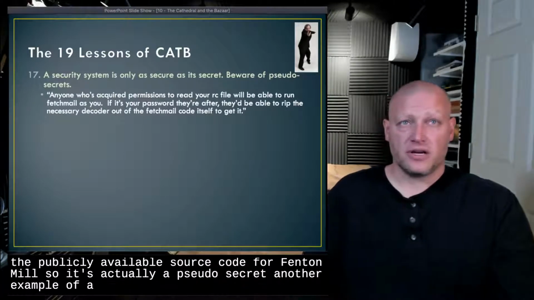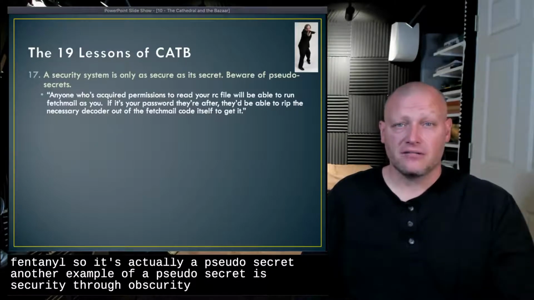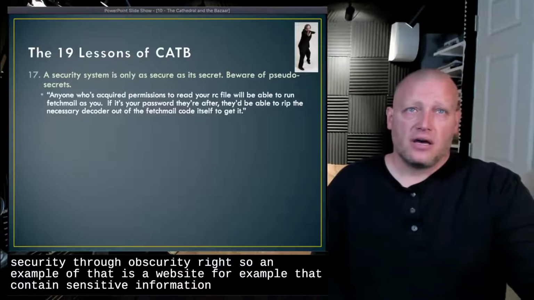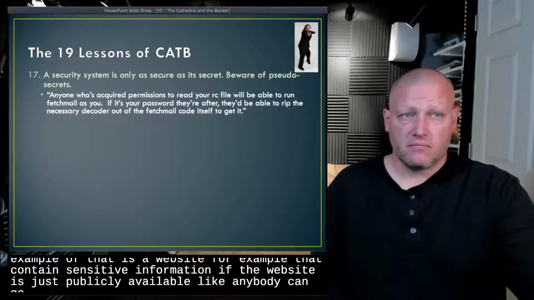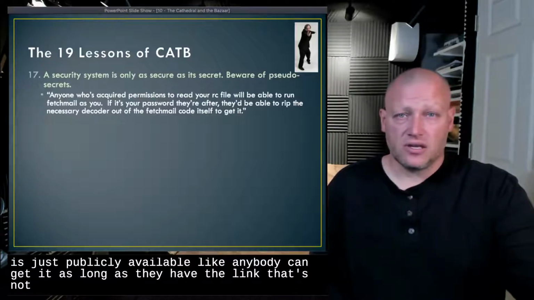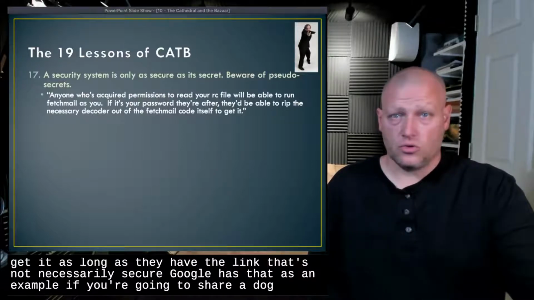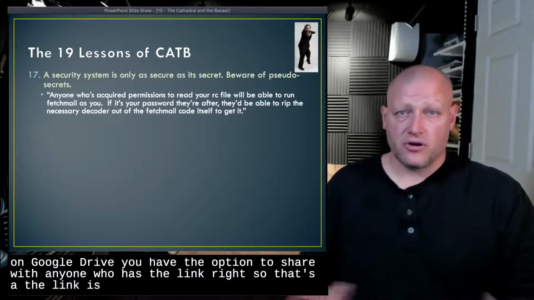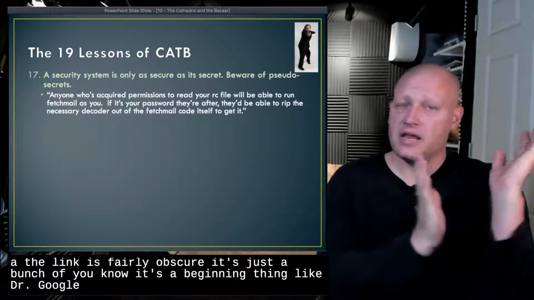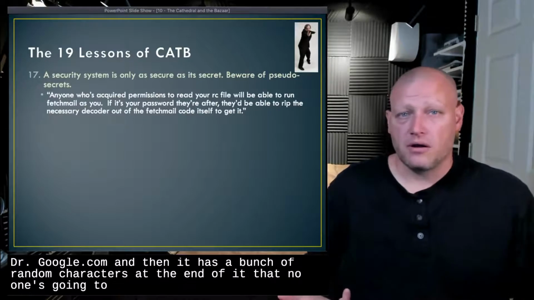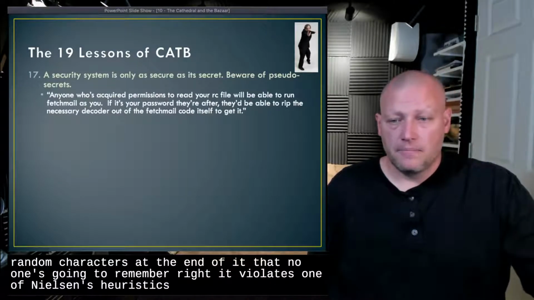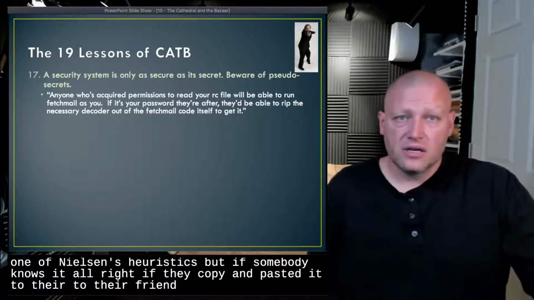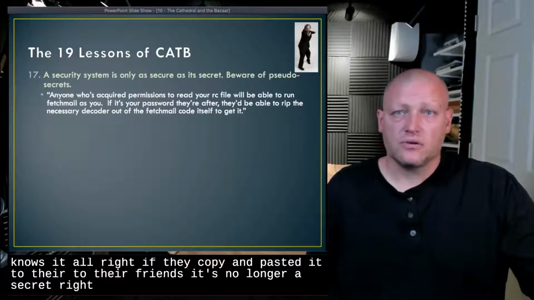Another example of a pseudo secret is security through obscurity, right? So an example of that is a website, for example, that contains sensitive information. If the website is just publicly available, like anybody can get it as long as they have the link, that's not necessarily secure. Google has that as an example. If you're going to share a document on Google Drive, you have the option to share with anyone who has the link, right? So the link is fairly obscure. It's a beginning thing like drive.google.com, and then it has a bunch of random characters at the end of it that no one's going to remember, right? It violates one of Nielsen's heuristics. But if somebody knows it, right, if they copy and pasted it to their friends, it's no longer a secret, right? It's a pseudo secret. All right, next lesson.